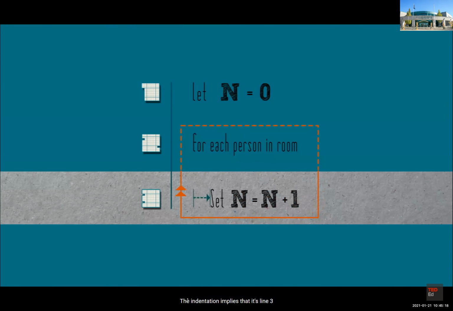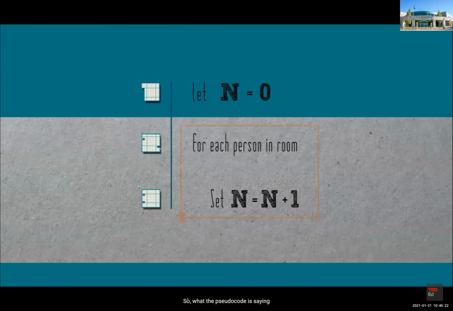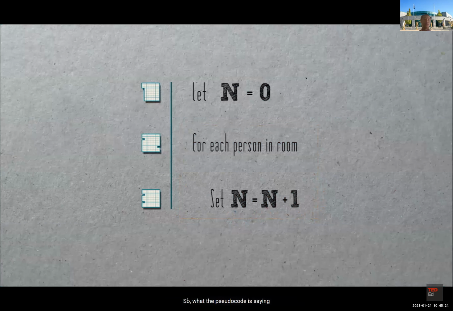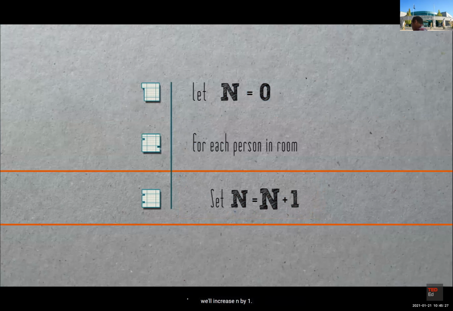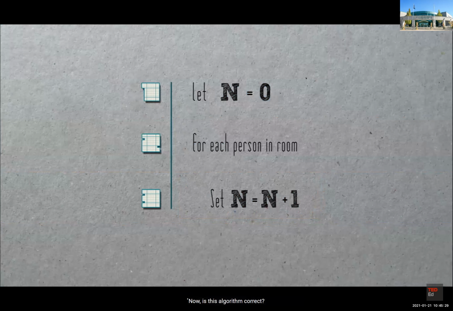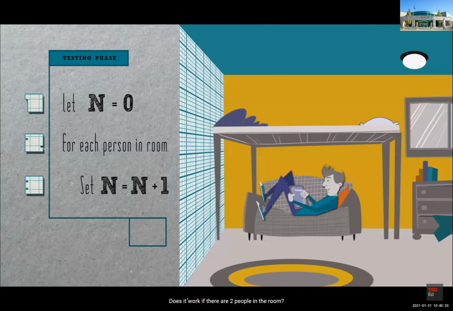The indentation implies that it's line 3 that will repeat. So what the pseudocode is saying is that after starting at 0, for each person in the room, we'll increase n by 1. Now, is this algorithm correct? Well, let's bang on it a bit.